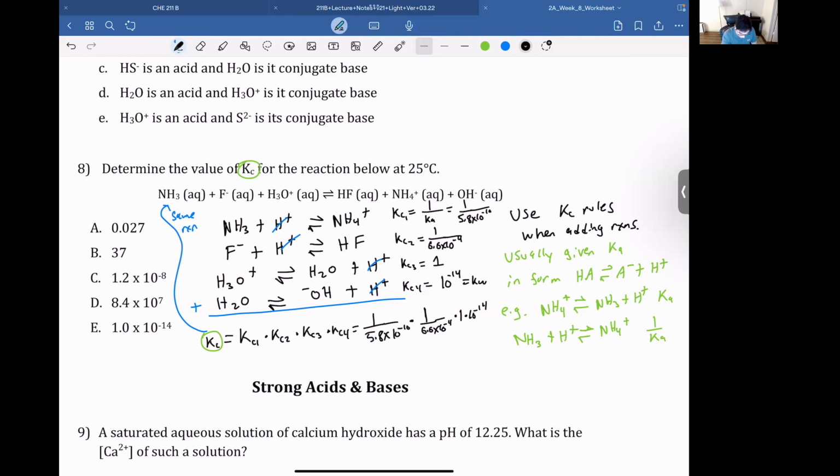Okay. I think it's going to end up being like A or B when you plug this all in. Give me 1 sec. Yep. So the answer here ends up being A, 0.027. And then that's it.